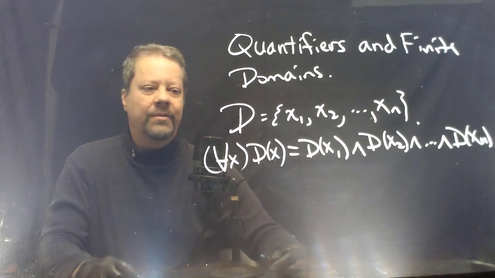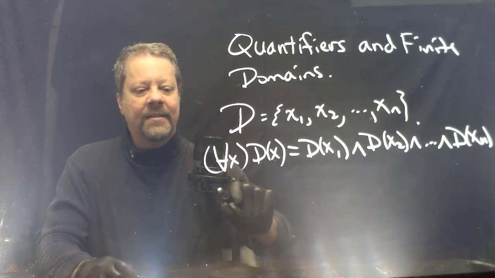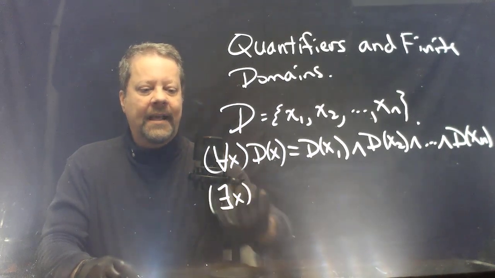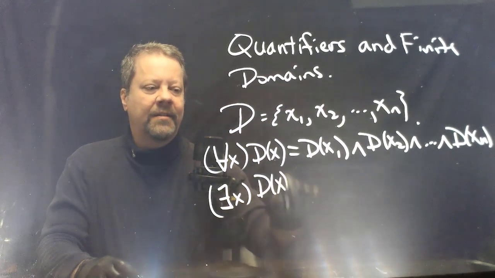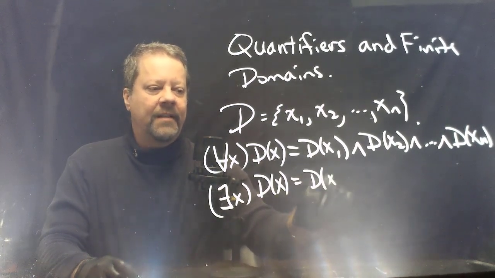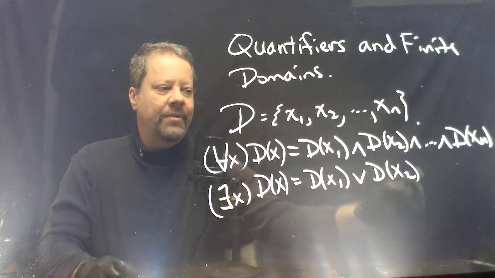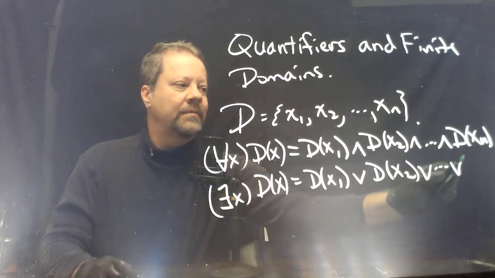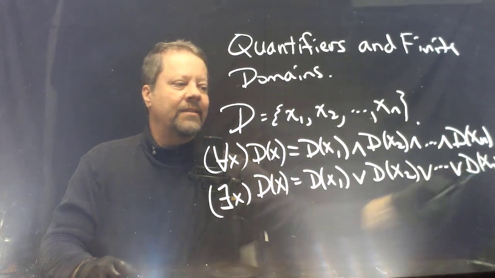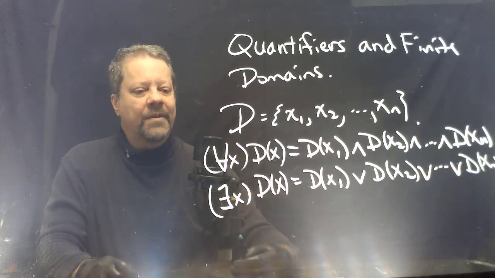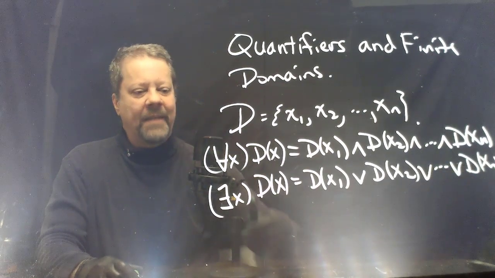So they're all true. Whereas there exists x such that d of x means d of x1 is true or d of x2 is true or all the way down to d of xn is true. So at least one of those will be true, and that makes the whole thing true.